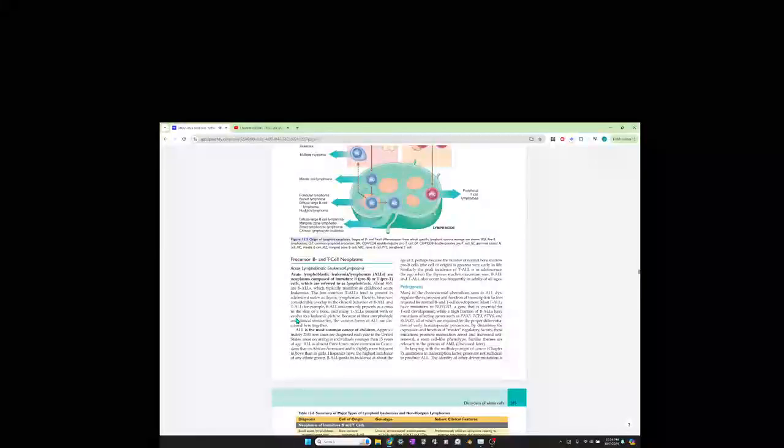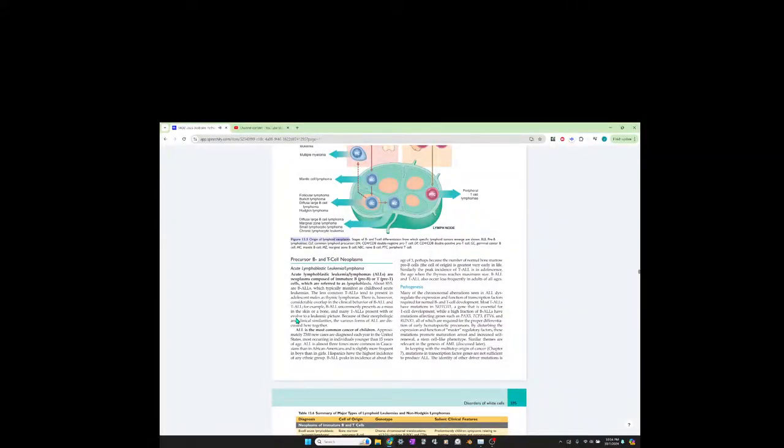Figure 13.5, origin of lymphoid neoplasms. Stages of B and T cell differentiation from which specific lymphoid tumors emerge are shown. BLB, pre-B lymphoblast. CLP, common lymphoid precursor. DN, CD4-CD8 double negative pro-T cell. DP, CD4+CD8+ double positive pre-T cell. GC, germinal center B cell. MC, mantle B cell. MZ, marginal zone B cell. NBC, naive B cell. PTC, peripheral T cell.